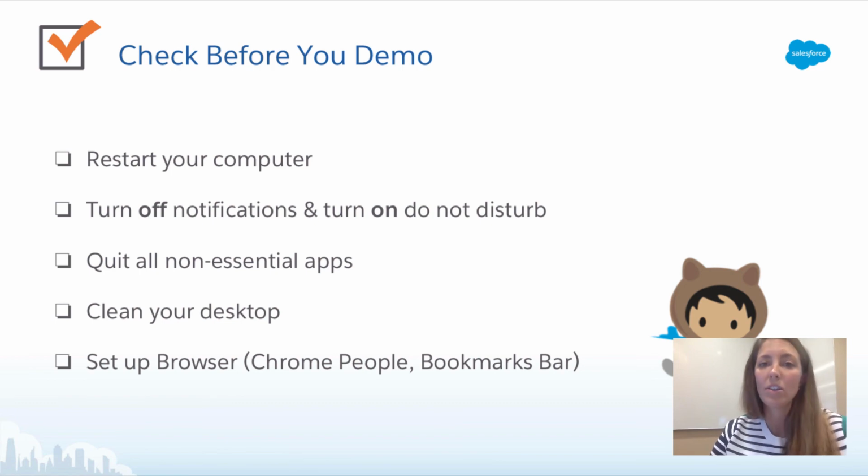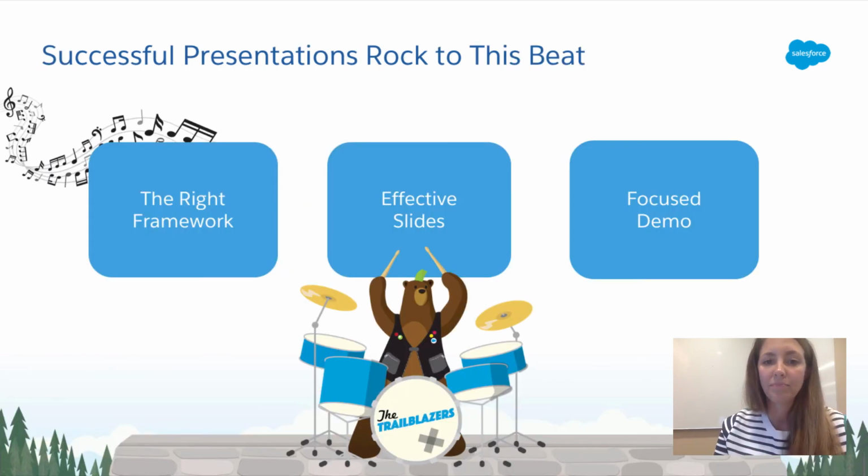Clean up your desktop. I usually keep in my documents folder a clean your room folder, and you can just select everything on your desktop, drop it in there, but make sure there's nothing on your desktop that's distracting. And also setting up your browser. I like to use Chrome People to set up different demo users, and that's how you can save your username and your password. So I love to set up Chrome People for all of my various demo users, and then you can just open that up and you don't have to keep quitting out of bookmark bars and extensions for your different Chrome browsers.